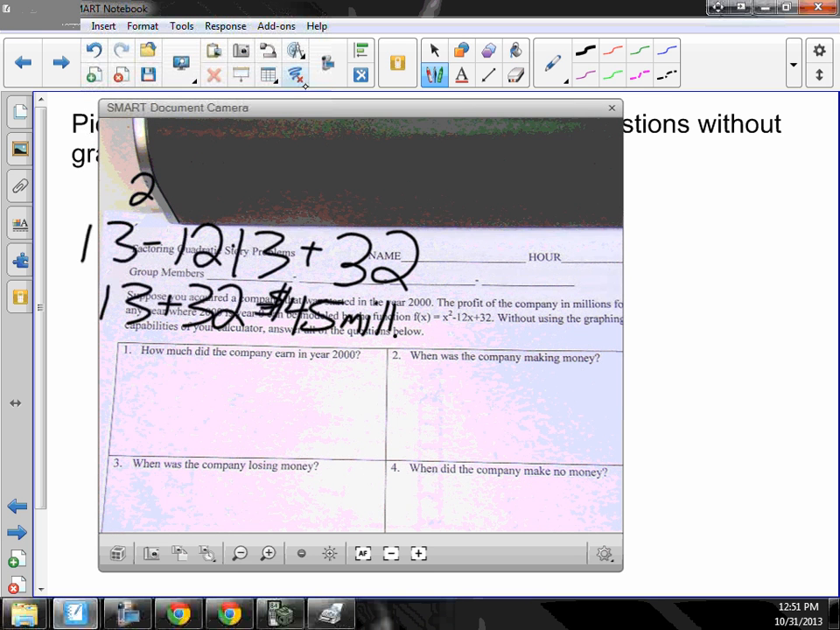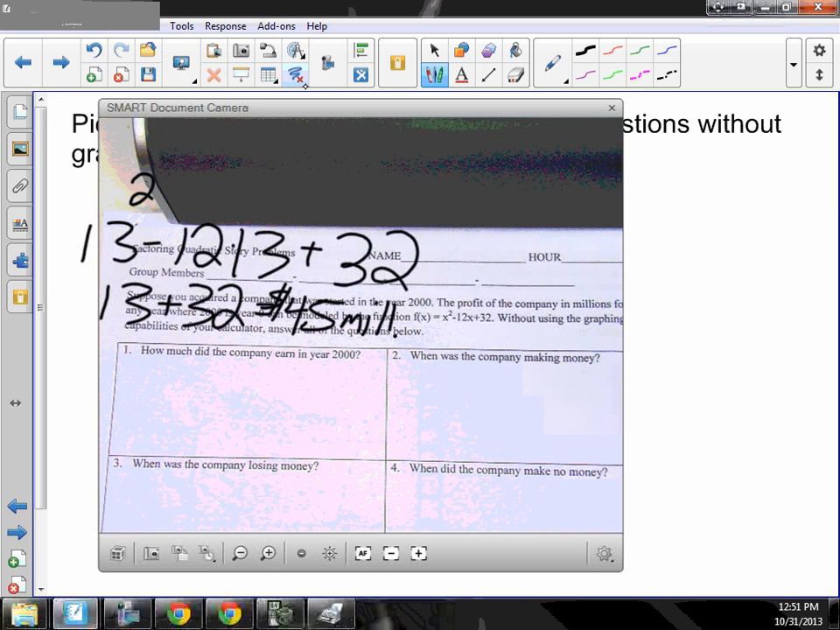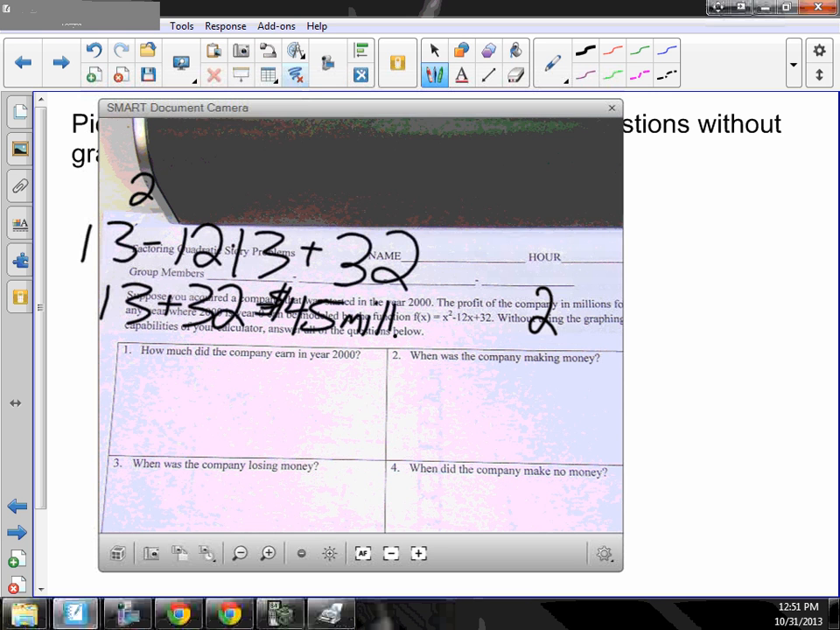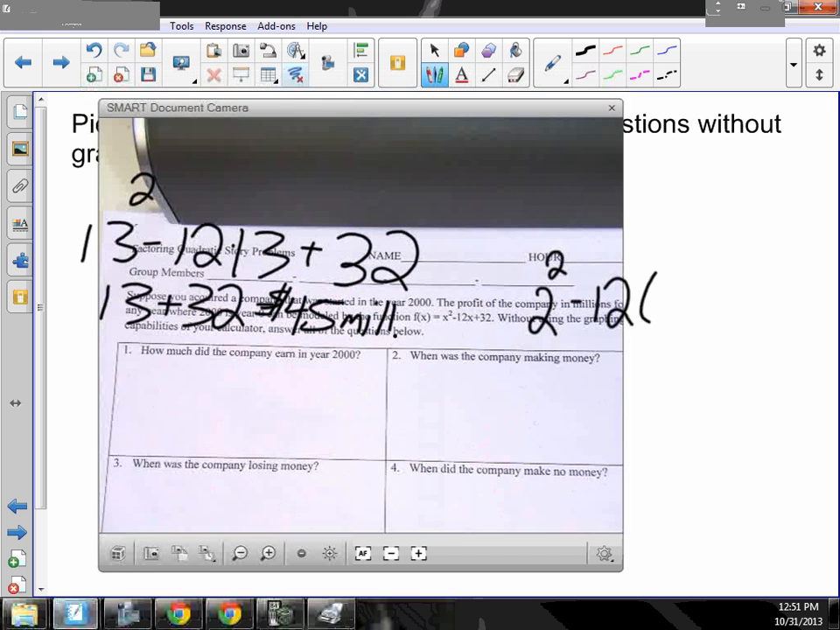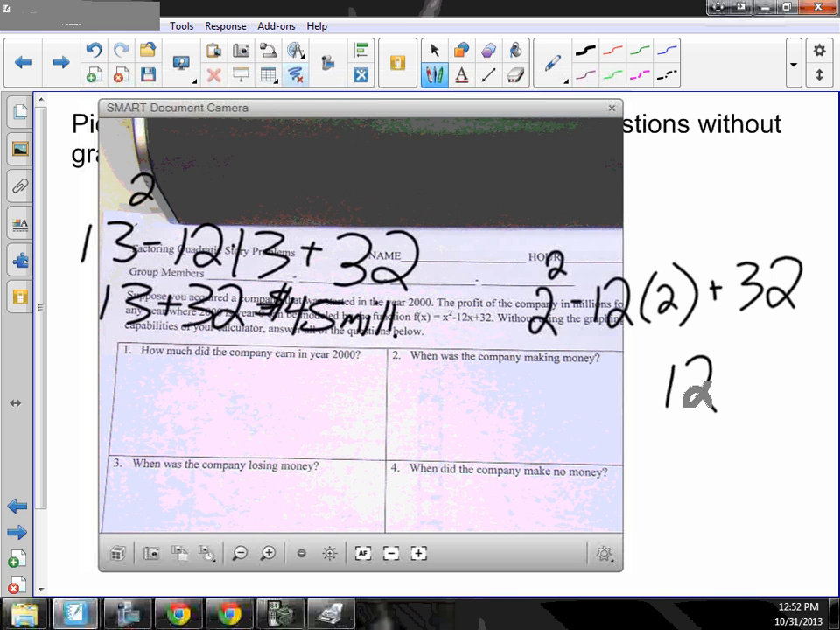Okay, problem number 8. How much did the company make in its second year? How are we going to figure that out? Plug in 2. So 2 squared minus 12 times 2 plus 32. 4 minus 24 plus 32. Is it 12 million?